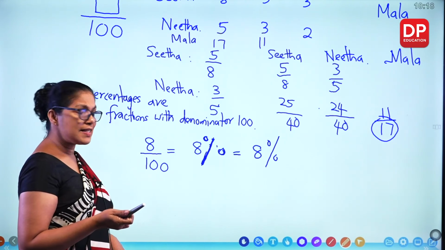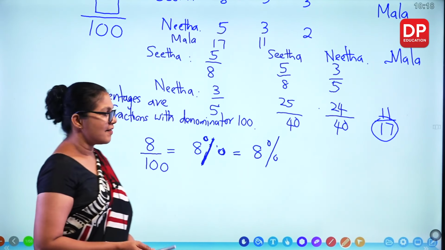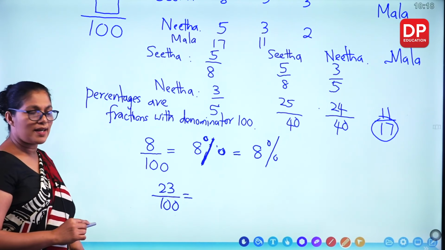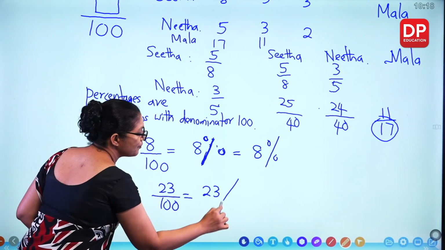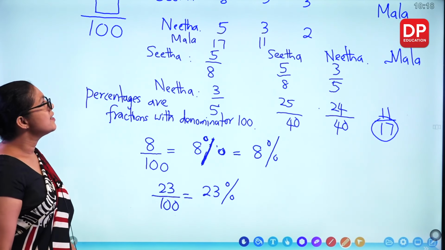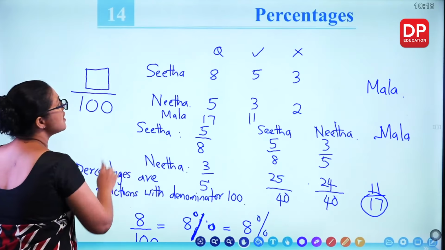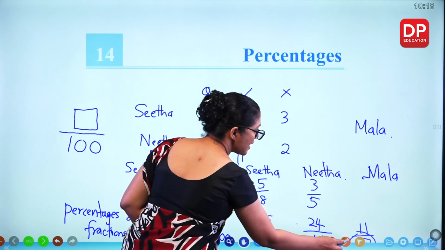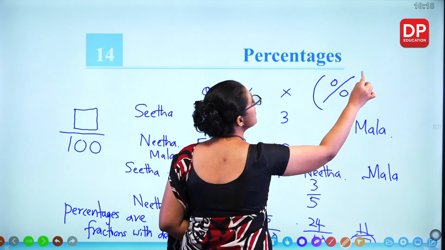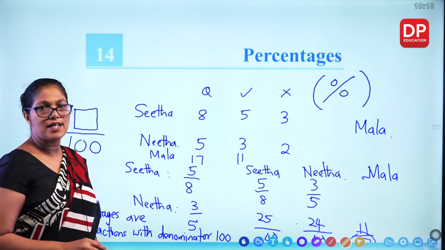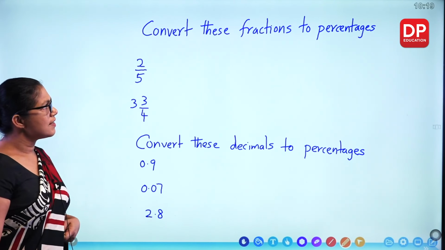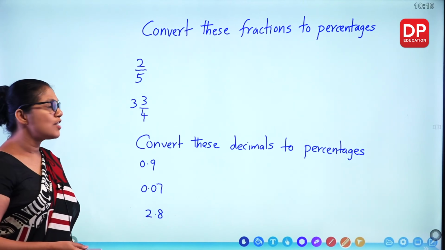So what's the meaning of percentage? Divide by 100. If this is 23 out of 100, I can write this one as 23 with this symbol. Divide by 100, 23%. So in this lesson, we are using this symbol for percentage. So remember the correct notation for percentages. Now we'll look at these fractions and try to find out the percentage values.